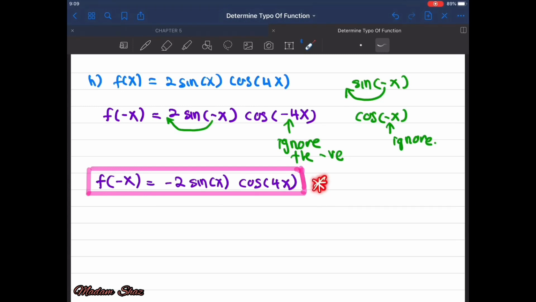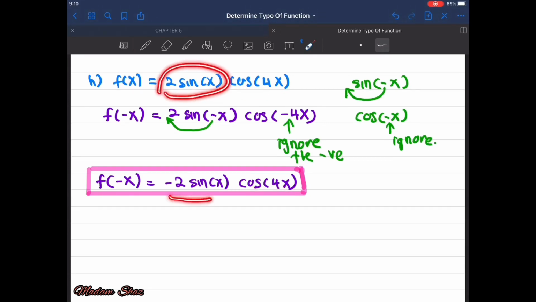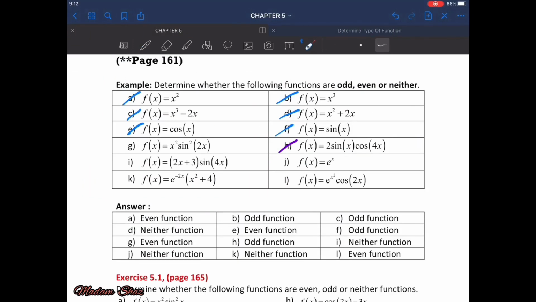Now compare the f(-x) with the f(x) here. When we want to compare the function in terms of multiplication, you only have to compare the function at the front here. The function at the back here, we can just ignore, because the function at the back is always the same thing since we already simplified that one. So compare 2 sin x with negative 2 sin x. Original is positive and then it changed to negative. If we change the positive to a negative sign, this one is an odd function. So the conclusion is f(x) is an odd function.